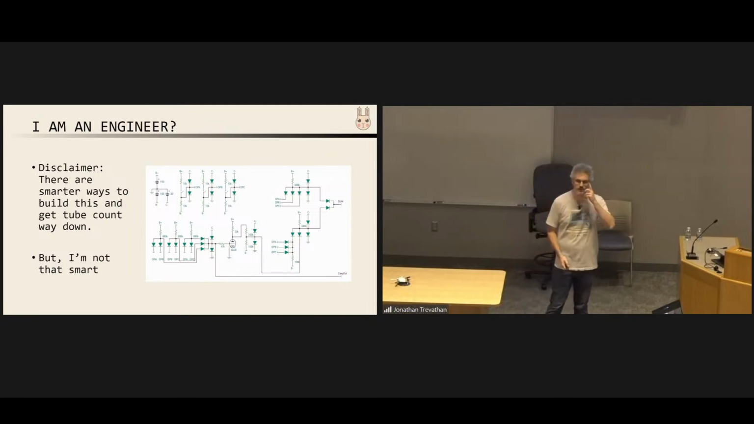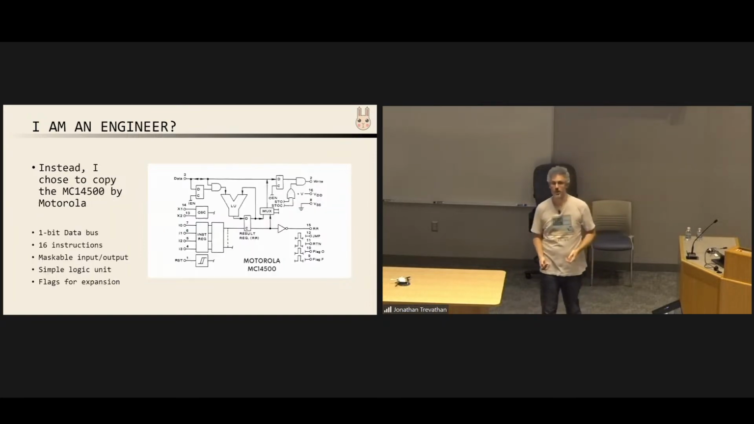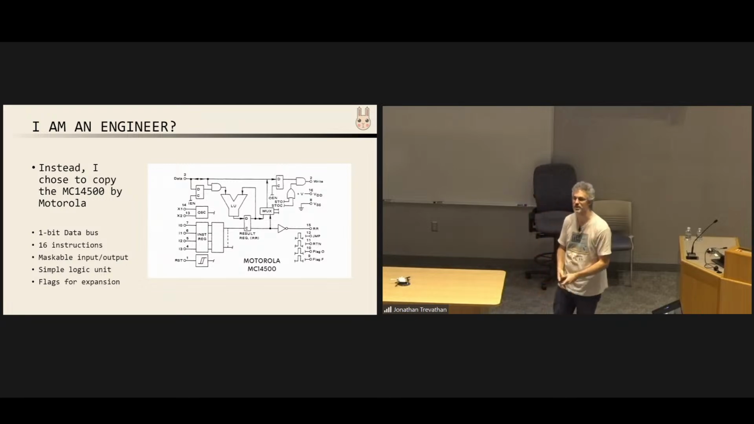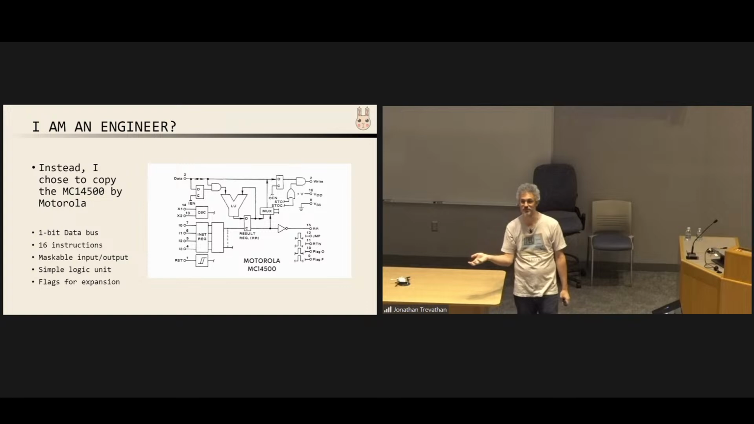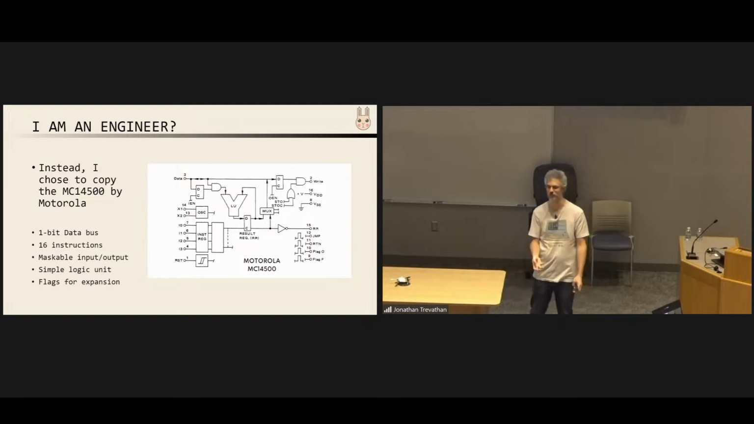But at the time, I didn't know that because I'm not all that smart. So I was just like, impossible. So let's come up with a better, smarter, faster way to do this. And so I decided to copy an IC that Motorola had built called the MC14500, or 14500, or 1445 double-oh, or however you want to say it.